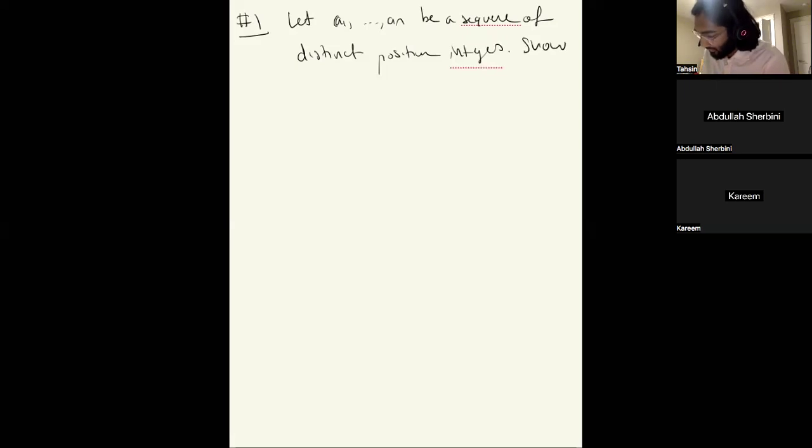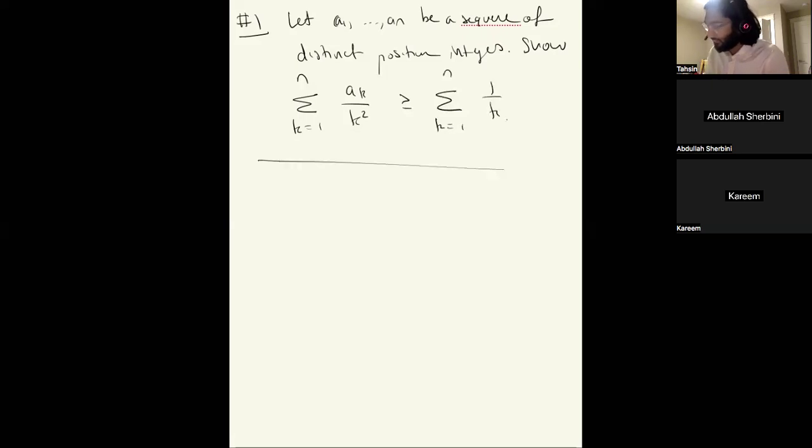Okay, so let's start with number one. Number one is: let a_1, ..., a_n be a sequence of distinct positive integers. Show that the sum from k equals 1 to n of a_k over k squared is greater than or equal to the sum from k equals 1 to n of 1 over k. So this one is one where if you know the idea, it's pretty straightforward. So what's the idea?